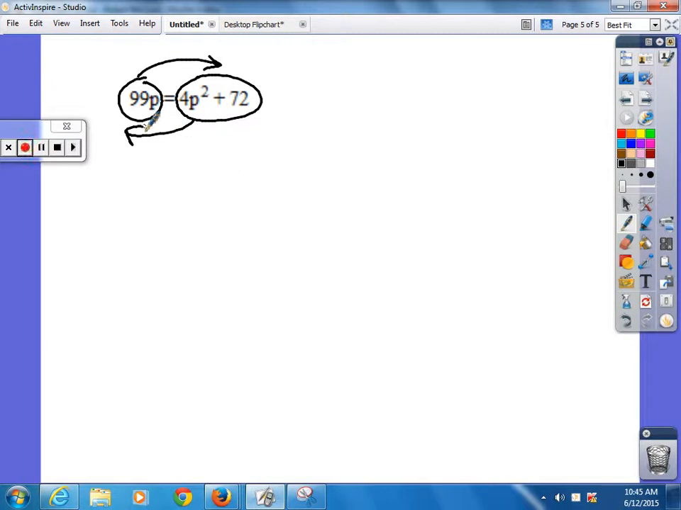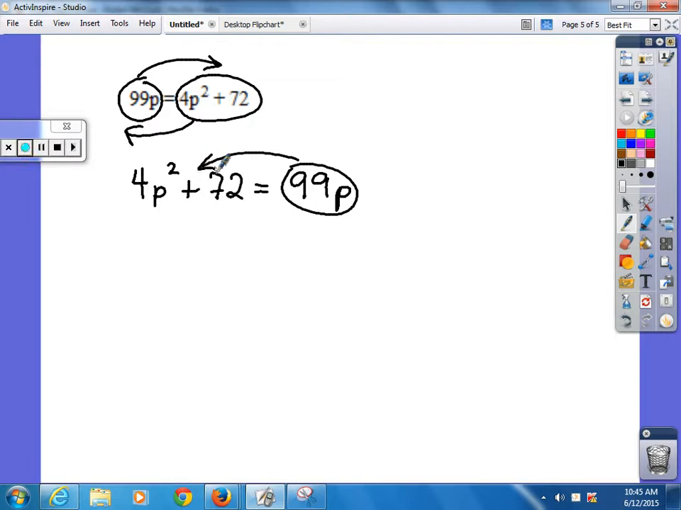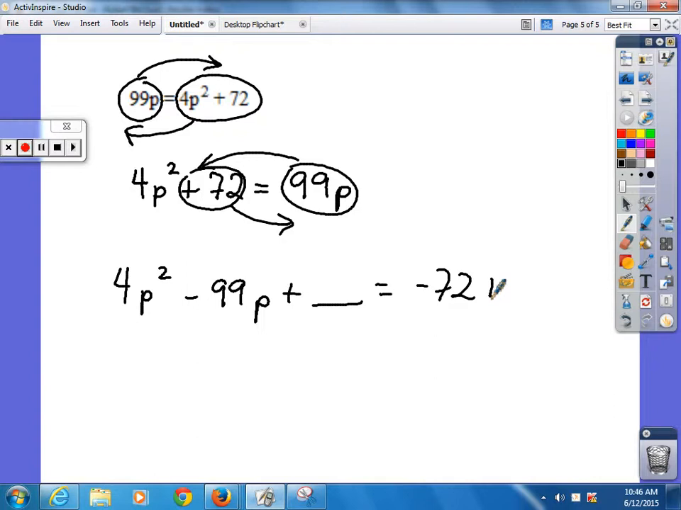On different sides of the seesaw. So you can do that. 4p squared plus 72 is equal to 99p. Now, if you move one of them, then it changes the sign. So I'm going to move this one over here, and I'm going to move this one over here. And when I do that, I get 4p squared minus 99p plus blank is equal to negative 72 plus blank.